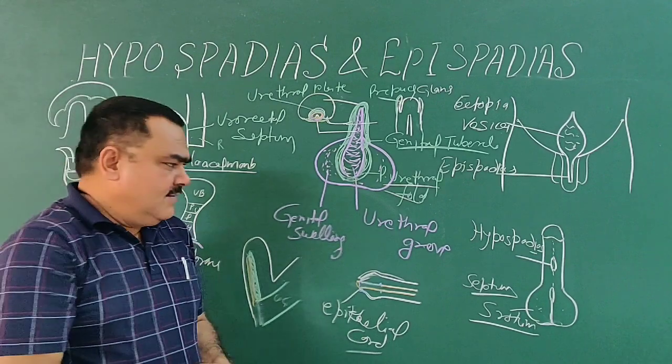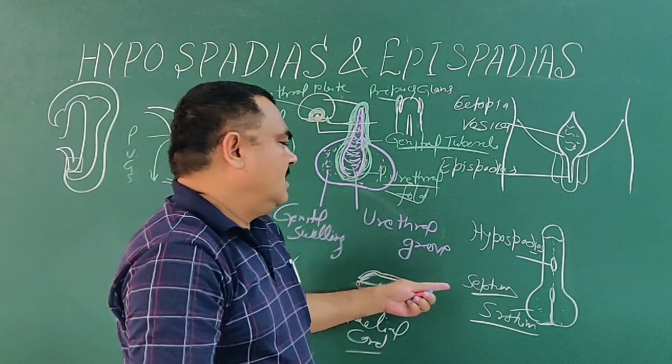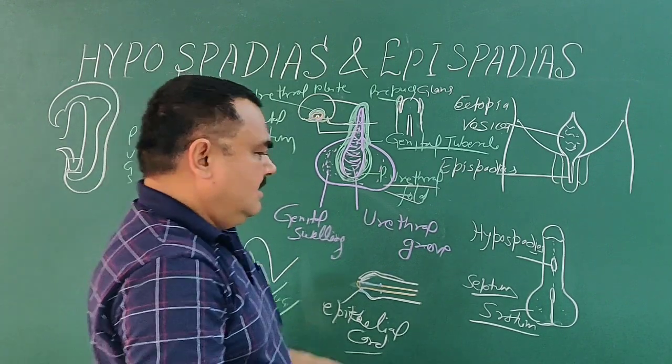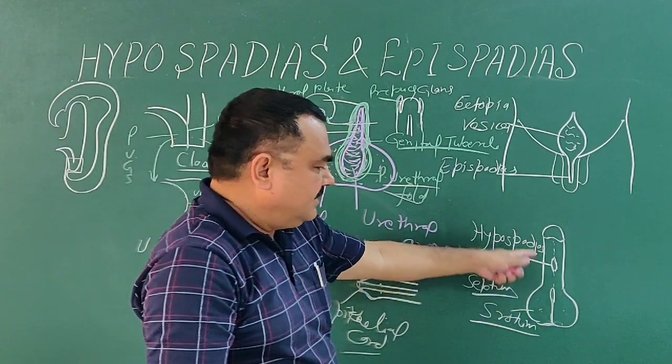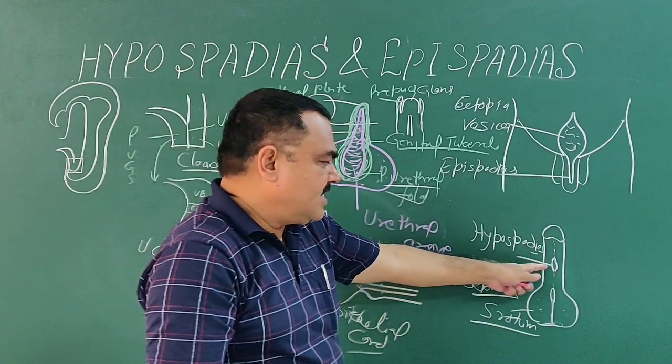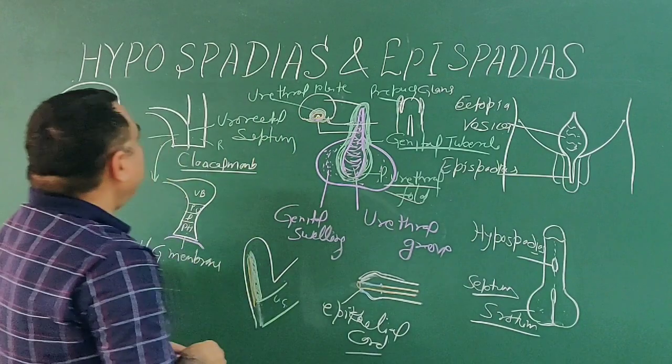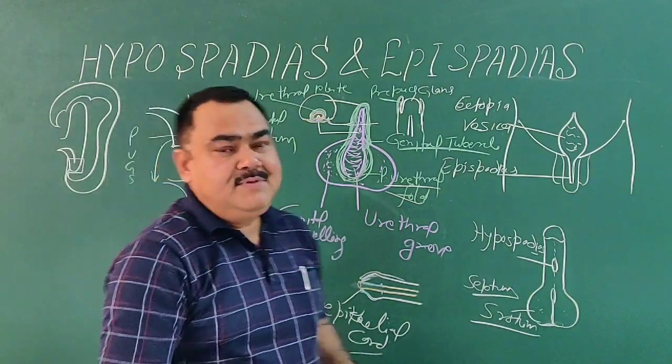There may be congenital anomalies associated with this. There may be agenesis of the penis, and there may be different openings of the urethra. You can see this is hypospadias, epispadias. So this is all about hypospadias and epispadias.